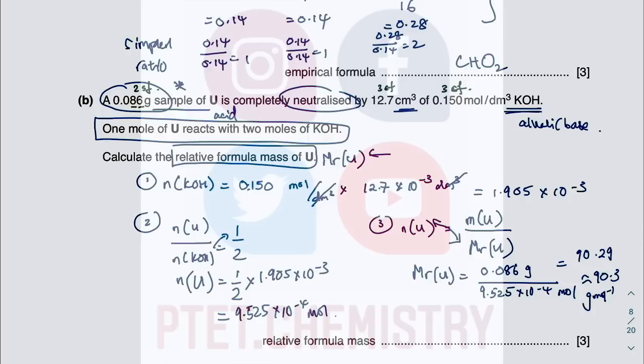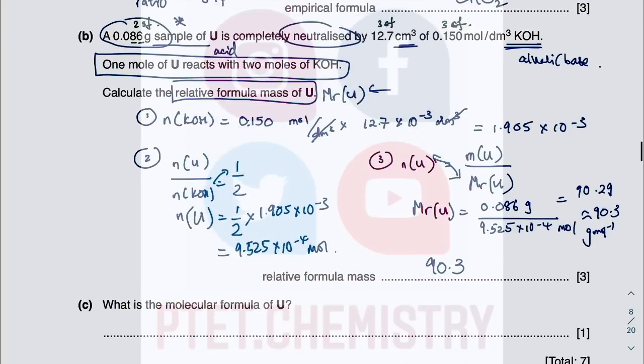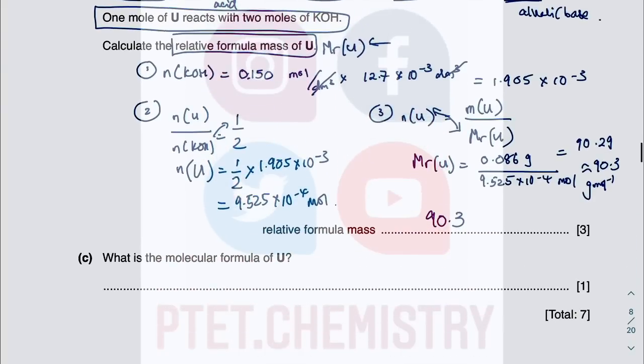I mean, does it make sense? Gram per mole. In 1 mole of the substance, this is the mass. Well, that's the definition of MR, right? What is the mass of 1 mole of the substance? All right. So the relative formula mass is used because it might not be a simple molecule. That's why they use relative formula mass instead of relative molecular mass.